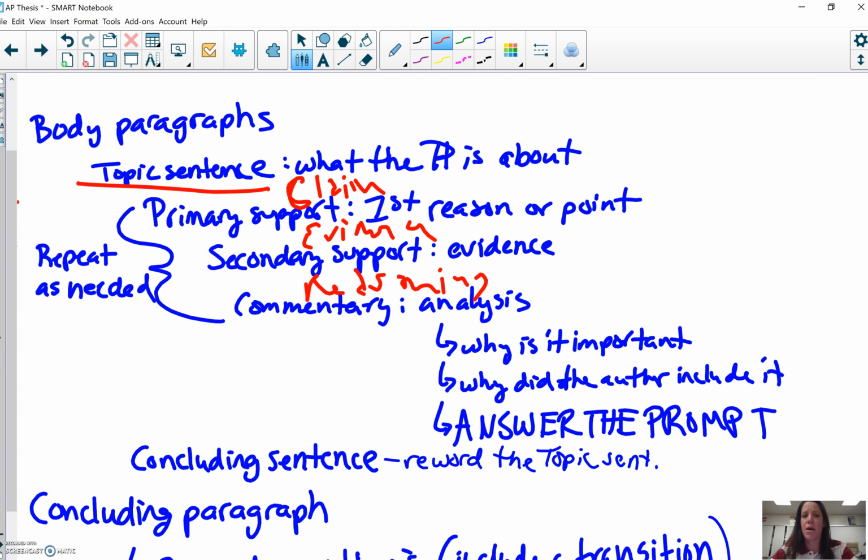And then the third part of the body paragraph is that commentary. This is your reasoning. This is your analysis. Why is what you're saying important? Why did the author include it? And make sure that you're answering the prompt.